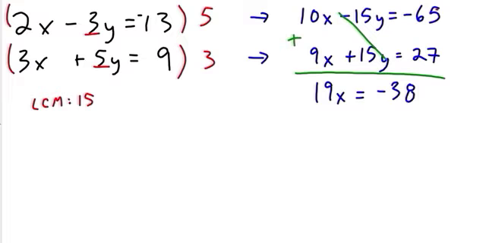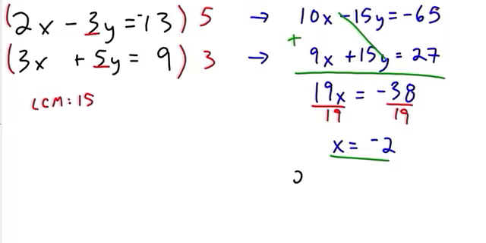Okay? Divide both sides by 19, and I'm going to get my answer here that x is negative 2. All right? Again, I'm going to take this answer, and I'm going to plug the x value in for x in one of the other two equations. So you can choose. I'm again going to take the top one.